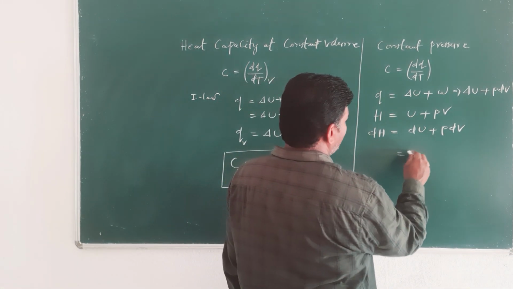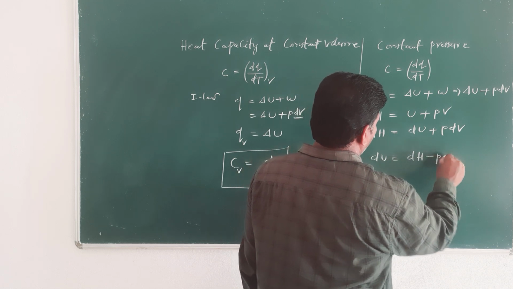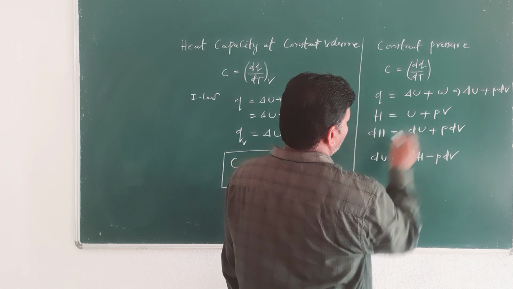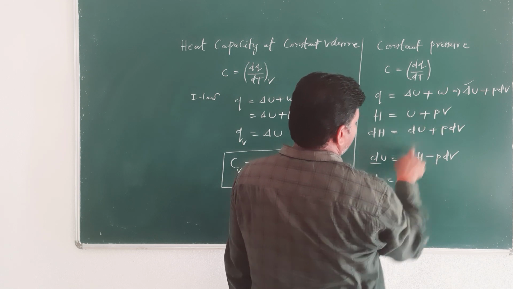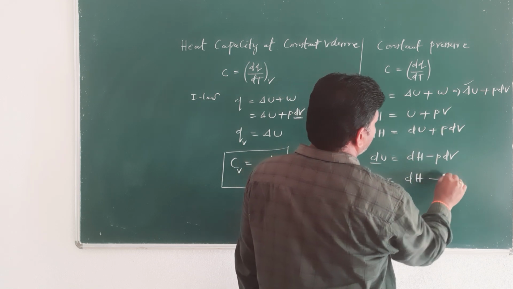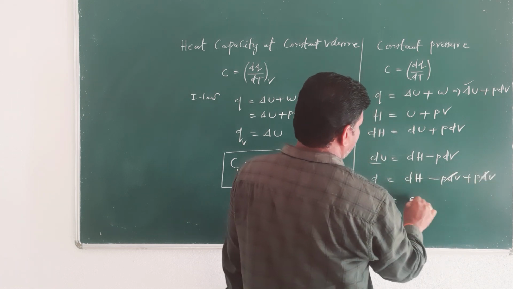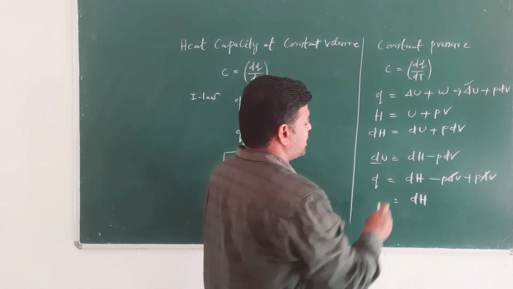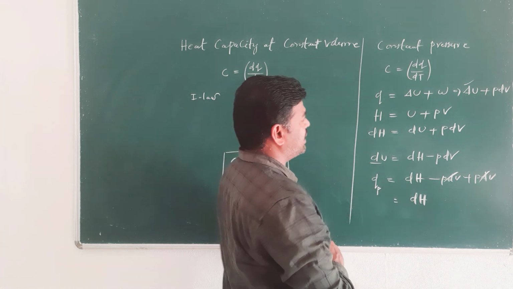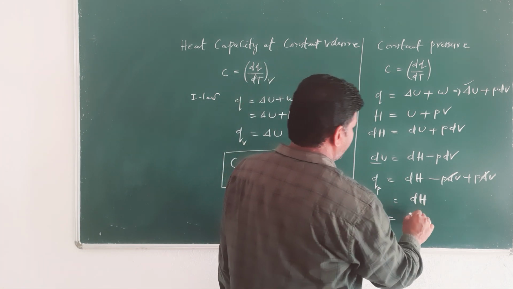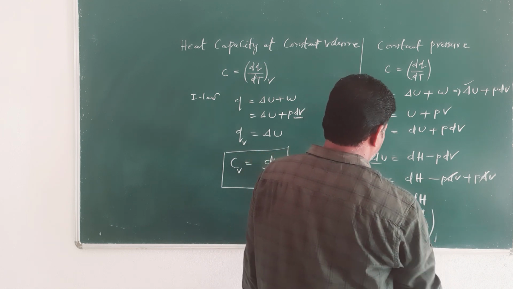So next, dU is equal to dH minus PdV. Therefore, dU: you substitute this equation in this, that is, q is equal to dU, meaning dH minus PdV plus PdV. This PdV gets cancelled. That is, the heat capacity at constant pressure, that is the heat we are supplying at constant pressure, is equal to dH. Therefore, C is equal to dH by dT at constant pressure.